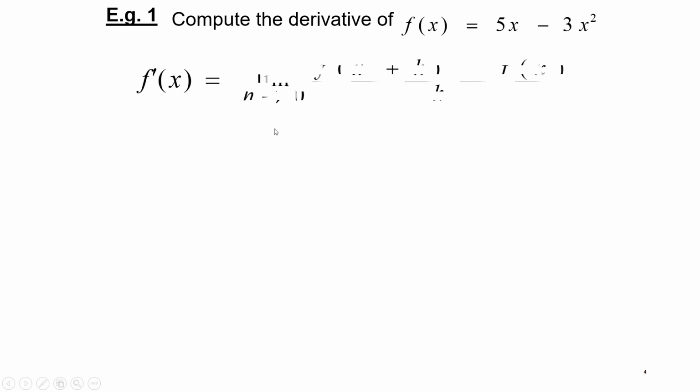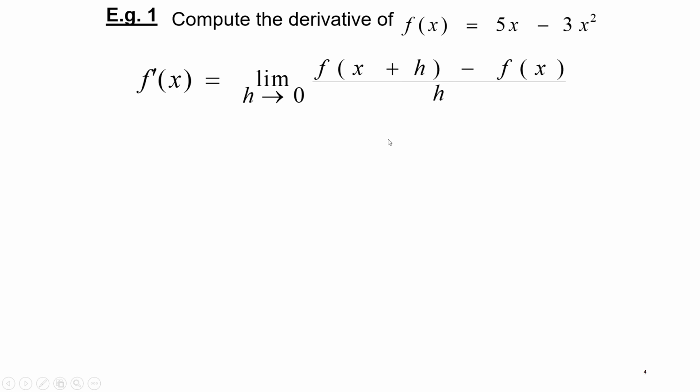Example 1, we have to compute the derivative of this function, f of x is equal to 5x minus 3x squared. We need to find f dash of x, that's why we are denoting it by a dash here. This dash means it's the differential of this function. So f dash of x will be equal to the limit as h approaches 0, and the formula is here, f of x plus h minus f of x, everything divided by h.